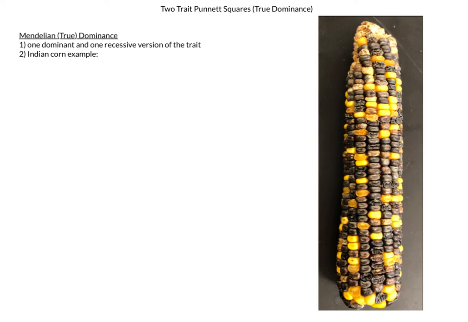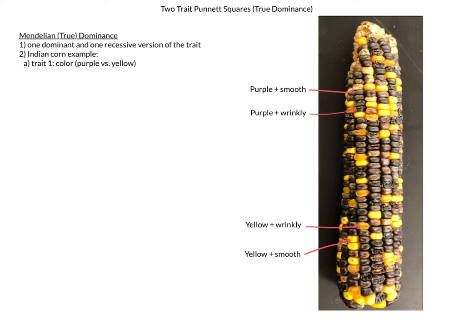Since we have a two-trait cross, we have to look at two separate traits. So let's look at color, purple versus yellow in our corn, and the smoothness of the kernels, smooth versus wrinkly. Now in terms of color, purple is dominant to yellow, and in terms of smoothness, smooth is dominant to wrinkly.